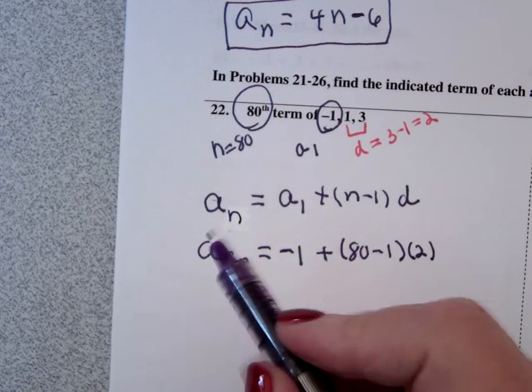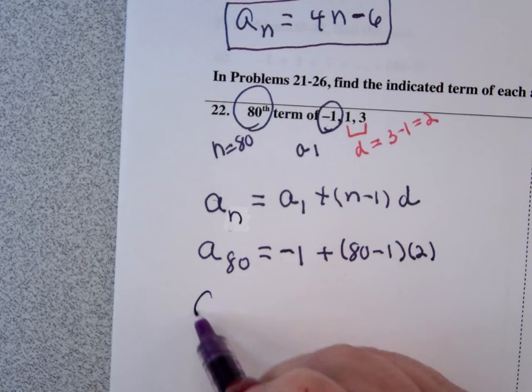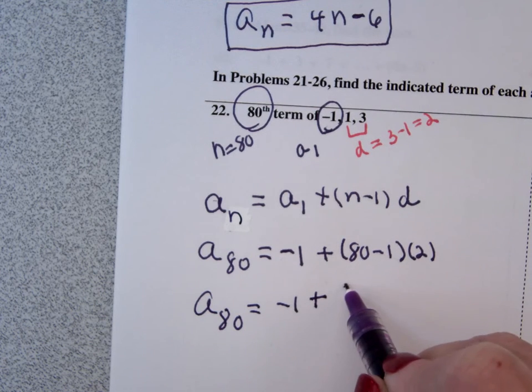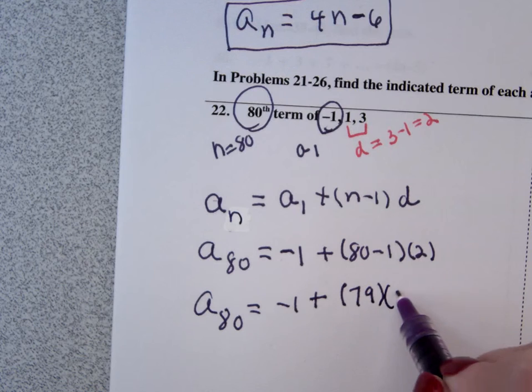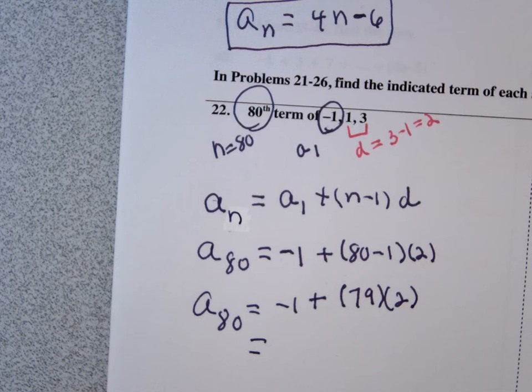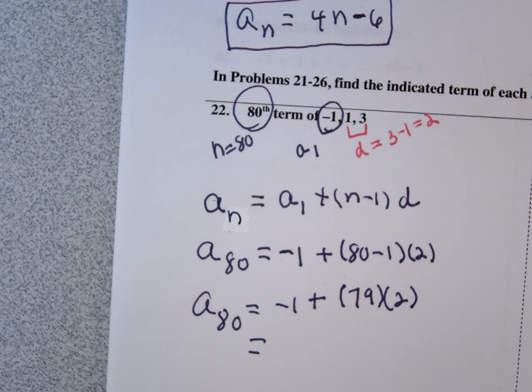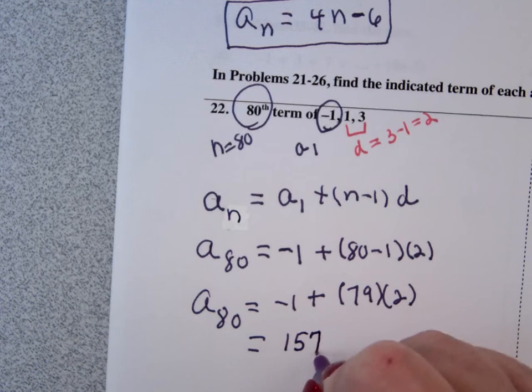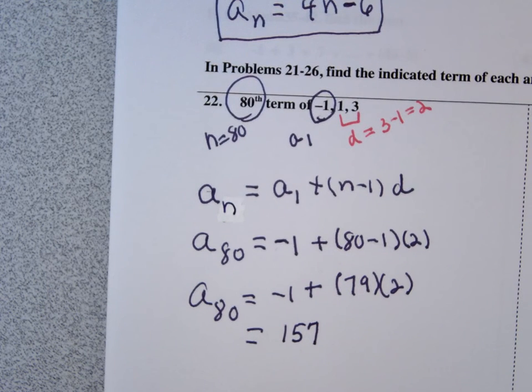It's all going to be handling these formulas. This says that a sub 80 equals negative 1 plus 79 times 2. I have my calculator: 79 times 2 is 158, minus 1, total 157. That says the 80th term in the sequence is 157.